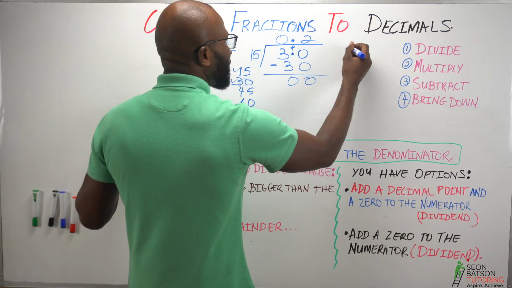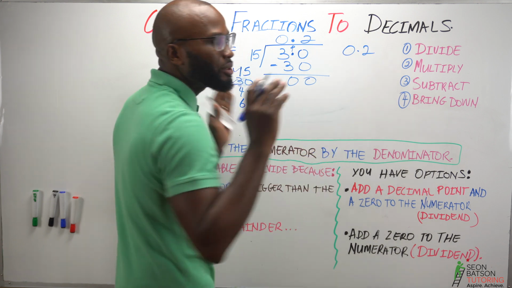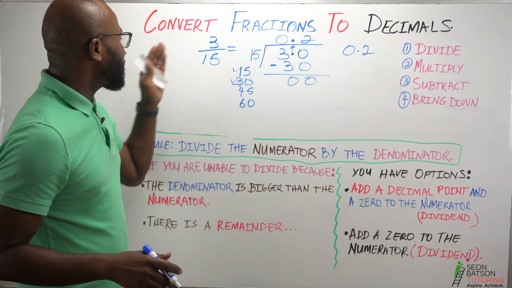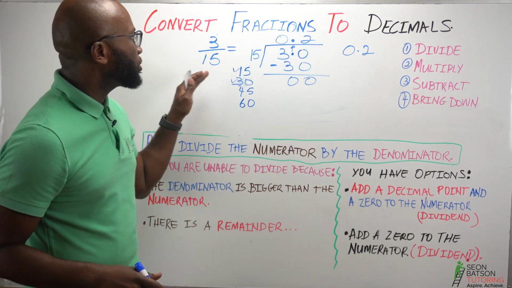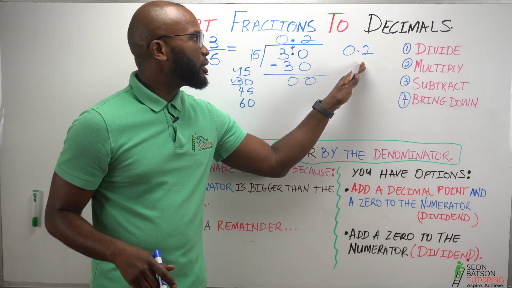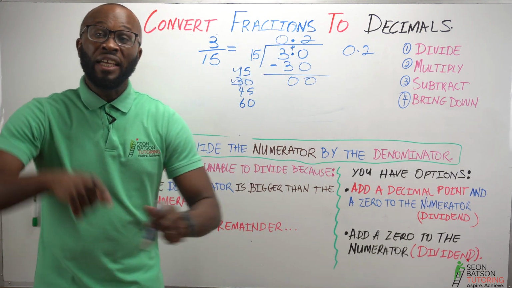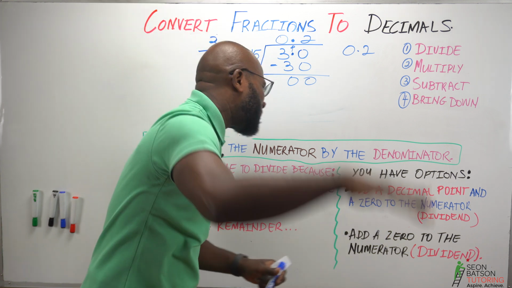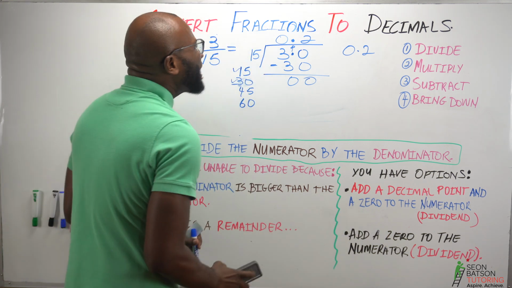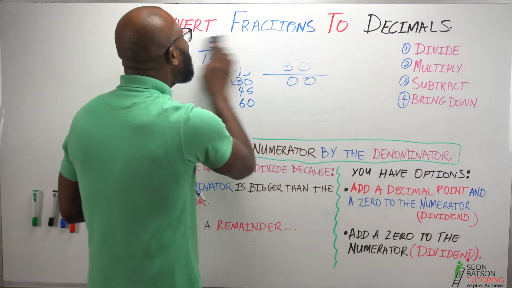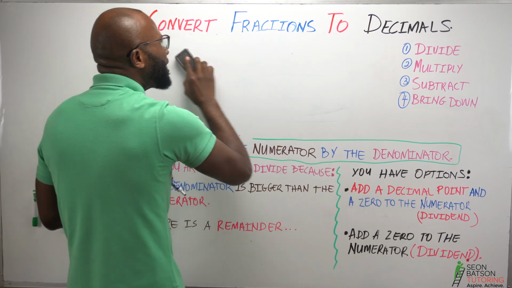Our final answer is 0.2 or 2/10. So 3/15 converted to a decimal is 0.2 or 2/10. Give yourself a big pat on the shoulder for getting the answer correct. Very good job. Very nice job.